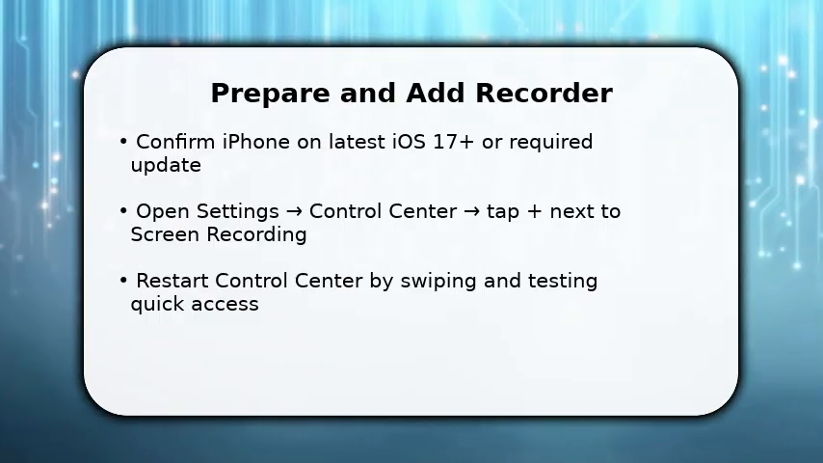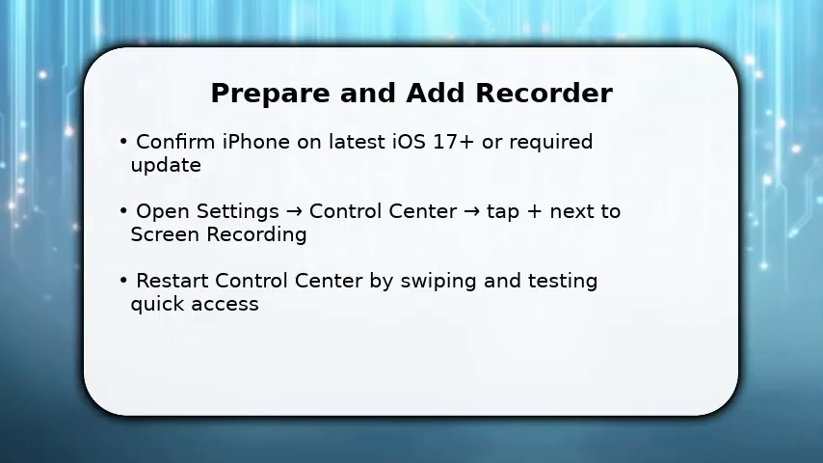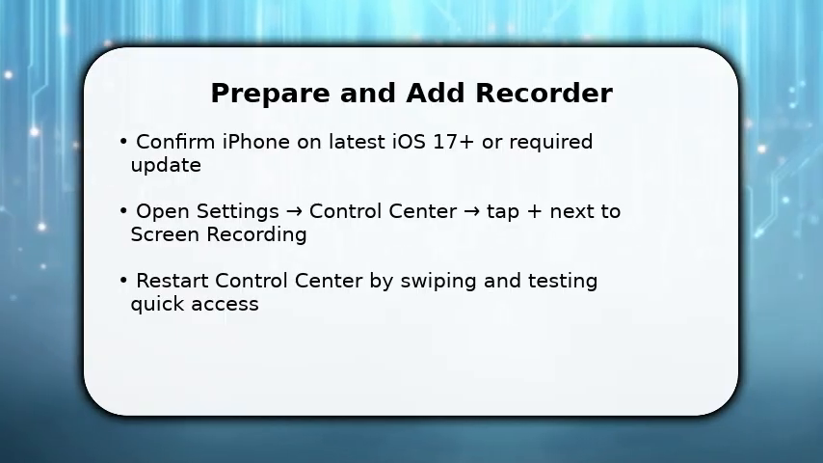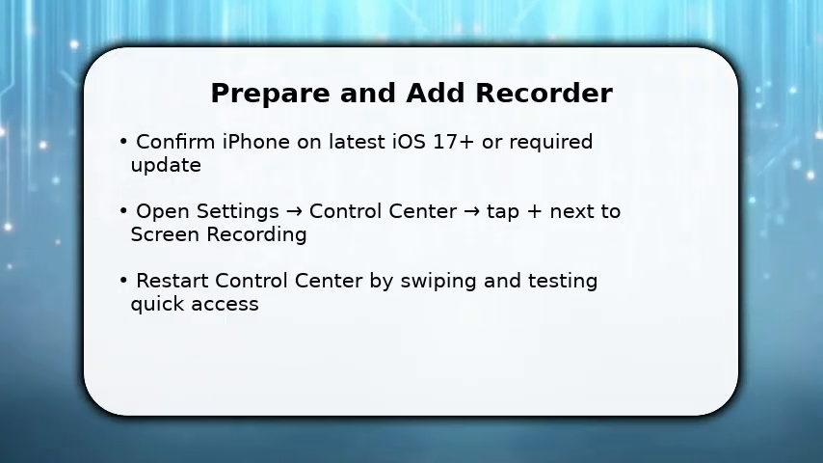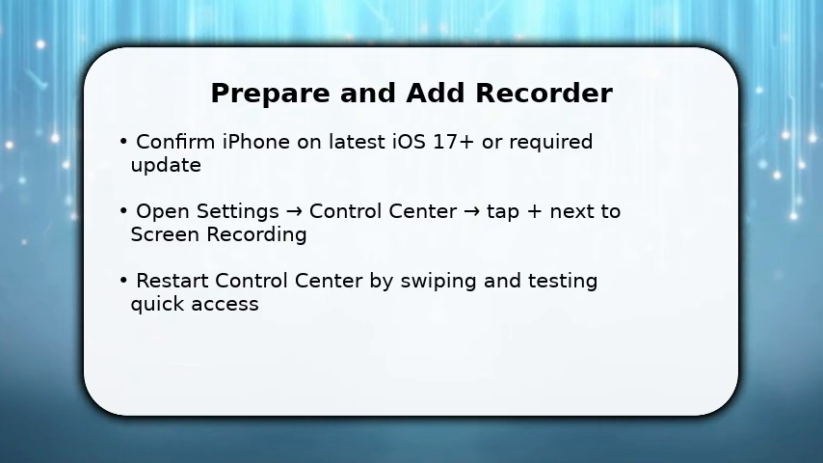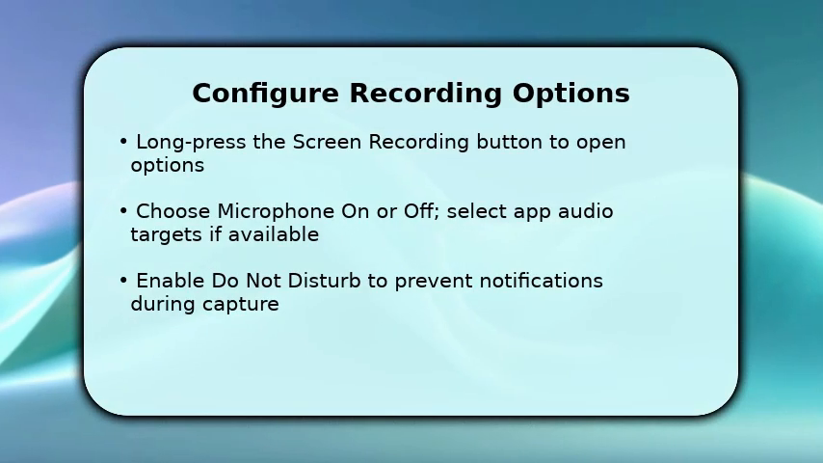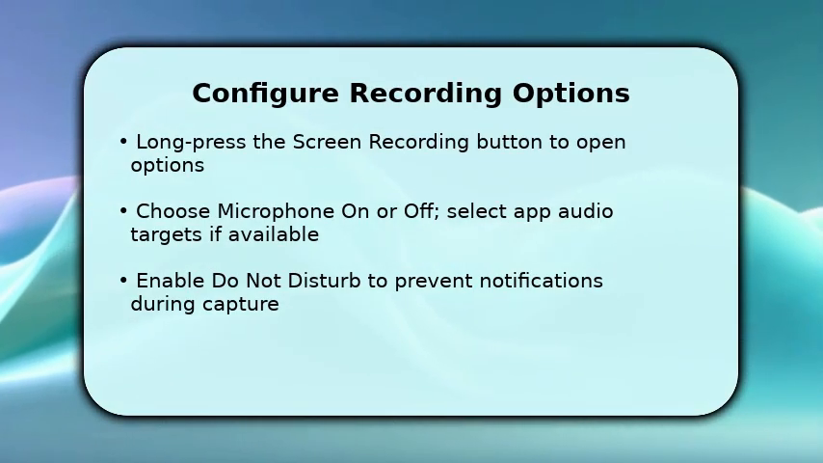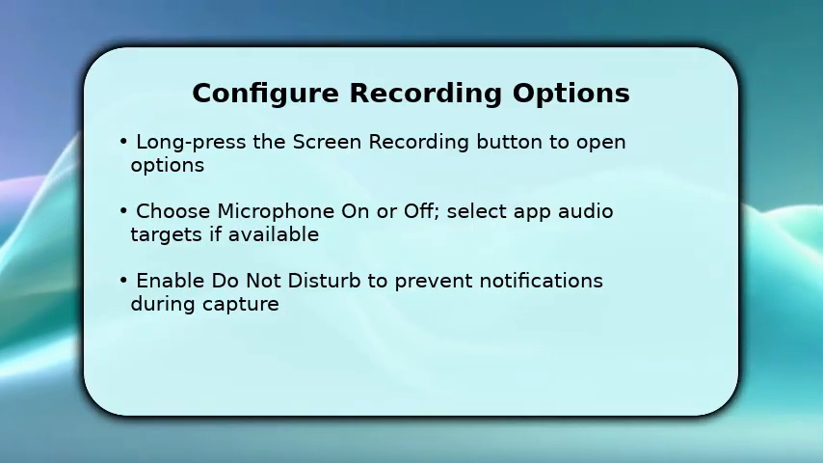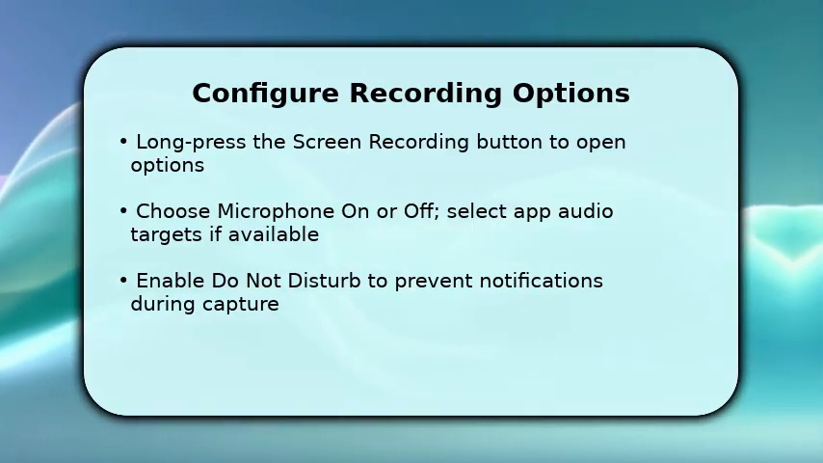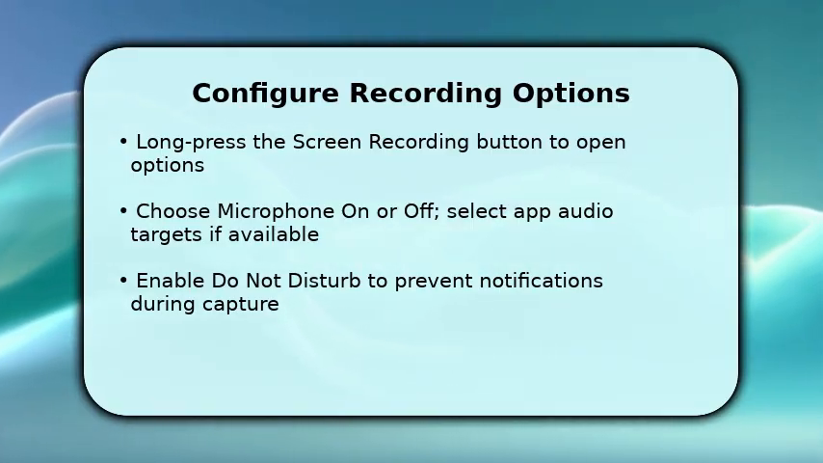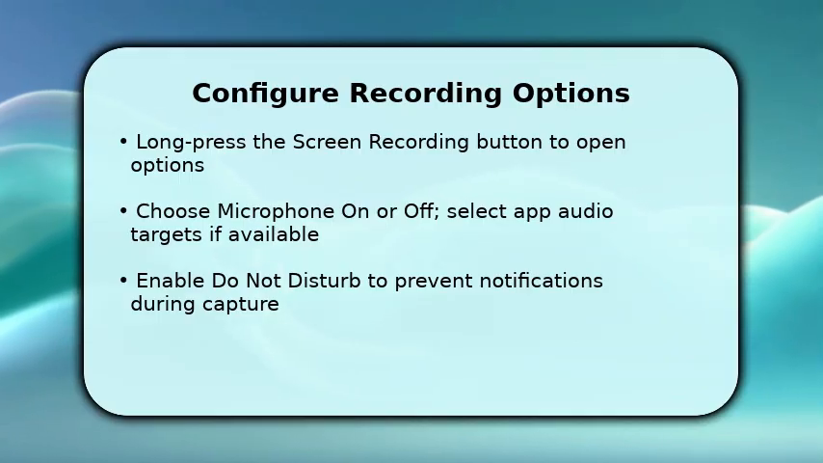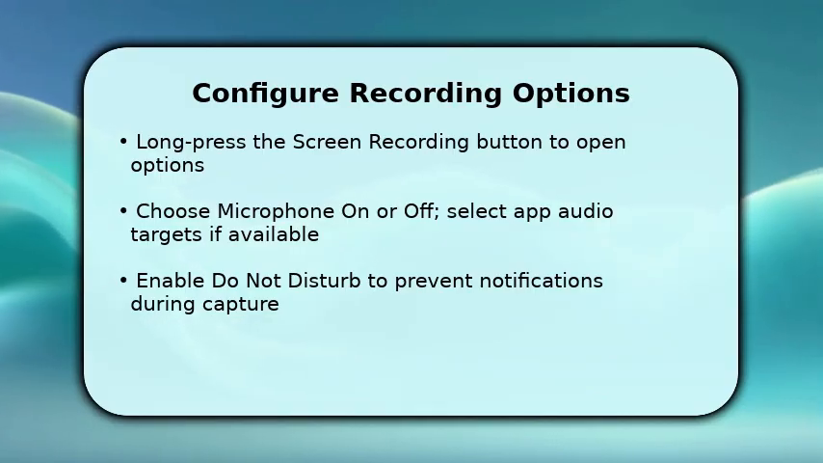This avoids stale controls. You're now ready to access the recorder from the top right corner with one swipe and a tap. You'll now configure how the recorder captures sound and video. Long press the screen recording icon in Control Center to reveal options. Select microphone on to include your voice or off to capture only system audio. If the update offers app-level audio targets, pick the right source before recording.